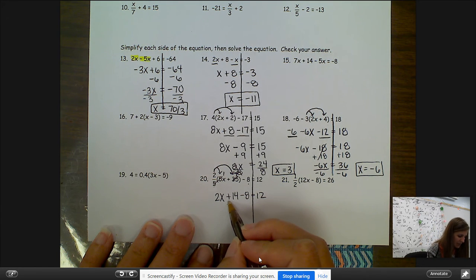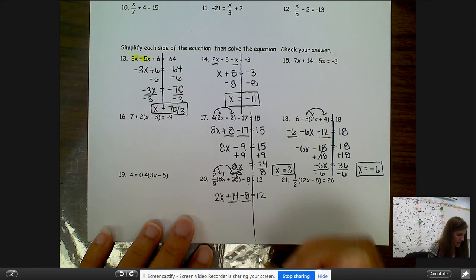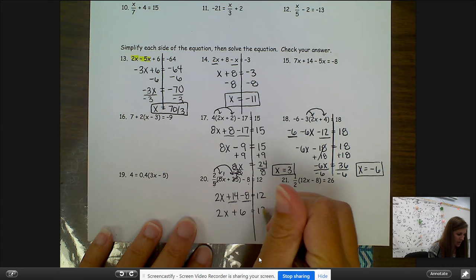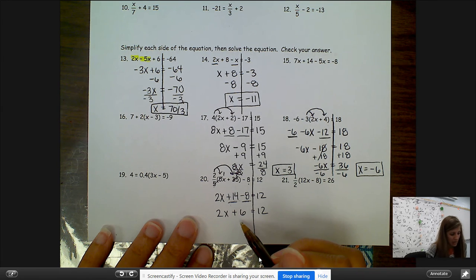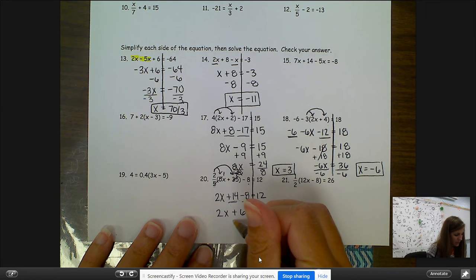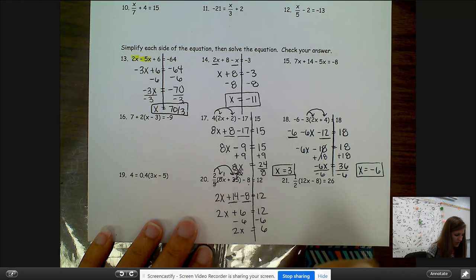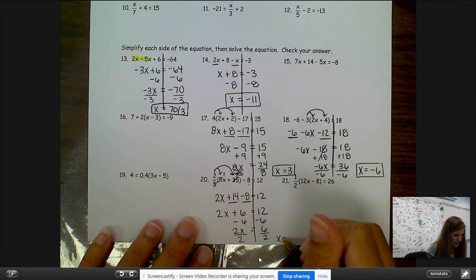Now I notice I have some like terms, this +14 and -8. And +14, -8 is 6. And I don't have anything left to do over here. Now it's time to undo. So I undo addition first, and I subtract 6 both sides. And I divide by 2 both sides, and x is 3.